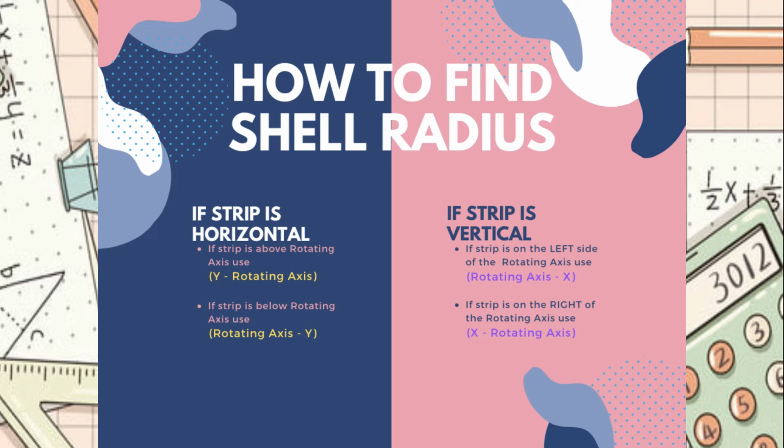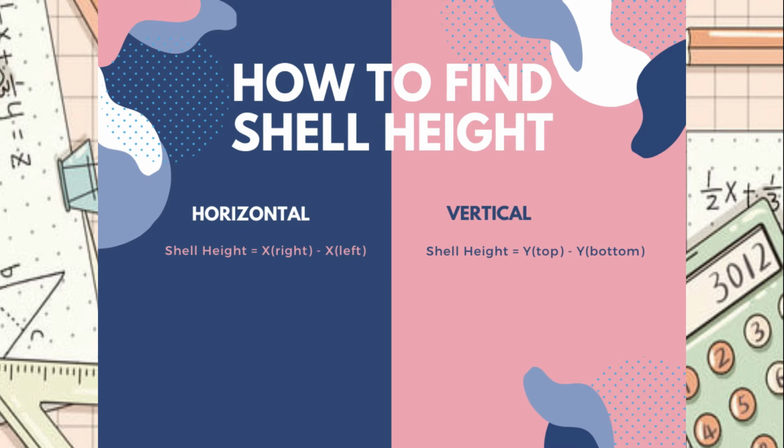Well, if the strip is horizontal and above the rotation line, then it's y minus the rotation line. But if the strip is below the rotation line, then it's the rotation line minus y. Same goes if the strip is vertical and on the left side, then we take the rotation line minus x. Then if the strip is vertical and on the right side of the rotation line, then it's x minus the rotation line. If you want to find the shell height, on the other hand, it depends on the strip. If the strip is horizontal, then we take x right minus x left. If the strip is vertical, however, we subtract y bottom from y top.